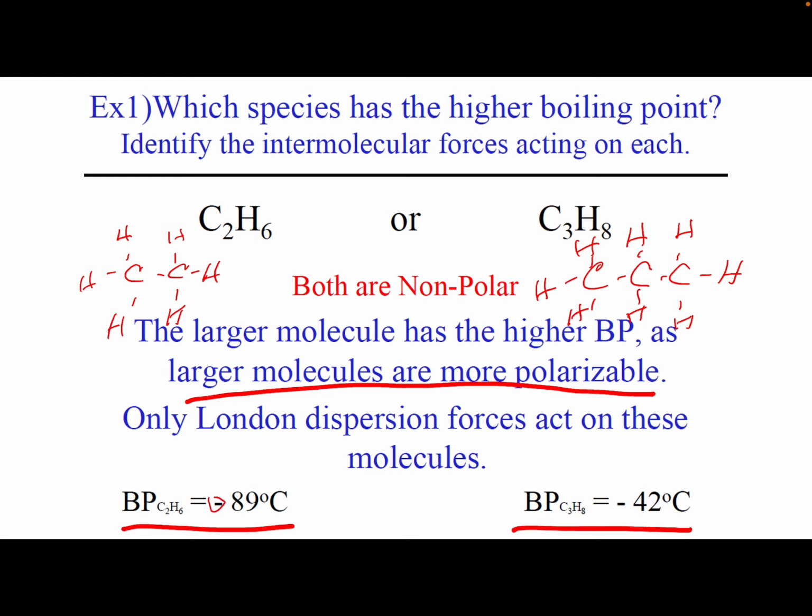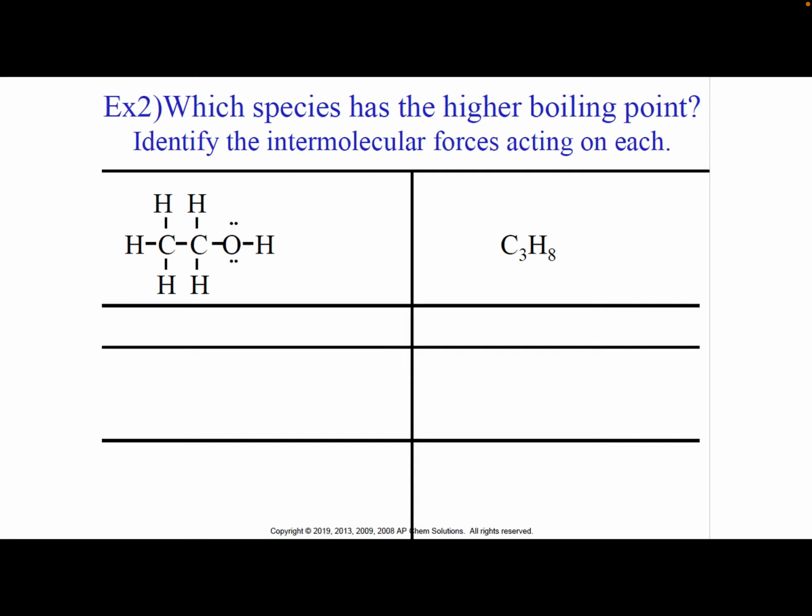Now, be careful when you have negative numbers. Remember, this boiling point of negative 42 is actually higher than this boiling point of negative 89. You'll notice that the boiling points of both are not very high because the molecules are non-polar and only have London dispersion forces, especially when you compare them to something like water with a boiling point of 100 degrees Celsius. All right, here, which species has the higher boiling point?